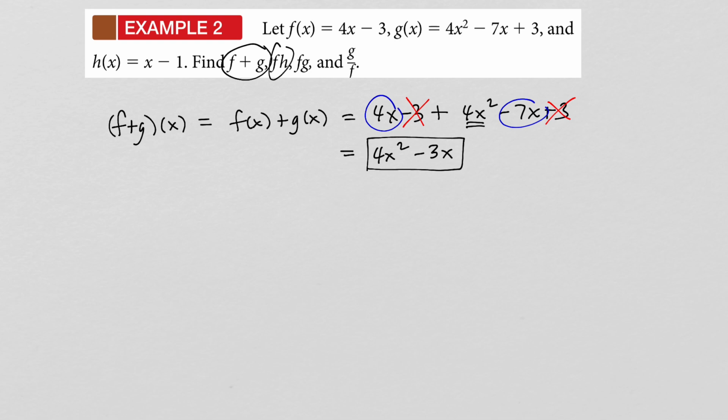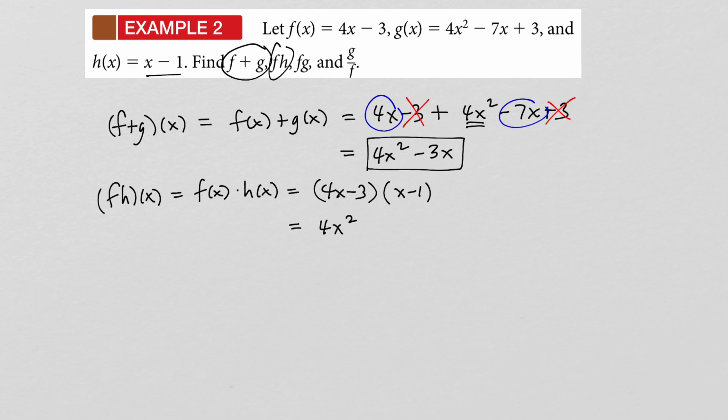Next, we have fh. Now, fh of x, of course, means f of x times h of x. So again, now f of x is 4x minus 3. And we're going to multiply that by h of x, which is x minus 1. And to do this, we'll simply FOIL.